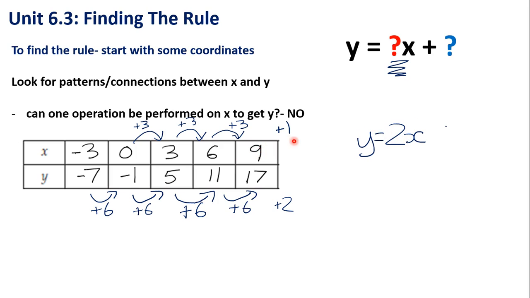Substitute x equals 9. 2 times 9 is 18. 2 times 6 is 12. 2 times 3 is 6. So if we subtract 1, we'll get to our answer. So let's try a couple. Substitute x equals 3. 2 times 3 is 6, minus 1 gives 5. 2 times 0 is 0, minus 1 gives us negative 1. 2 times negative 3 is negative 6, minus 1, negative 7. So that's our rule, y equals 2x minus 1.